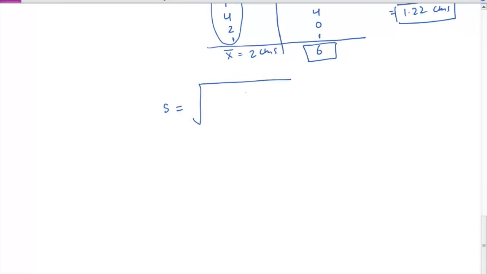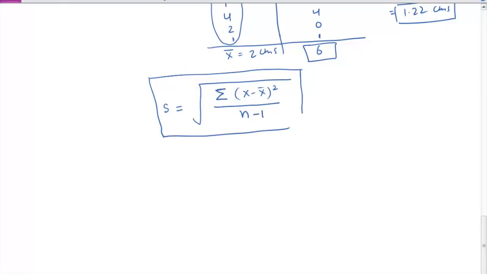Square root of, we did x minus x bar whole square and we added them in the numerator. So for adding, we have a symbol like this. So this means add everything that comes in front of it, and then we divide it by sample size n, small n, minus 1. So this is the formula for standard deviation.